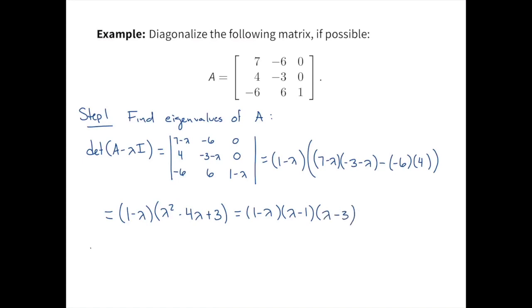Okay, and so therefore our eigenvalues are going to be the roots of that polynomial. So we're going to say lambda 1 is equal to 1, lambda 2 is equal to 1, and lambda 3 is equal to 3.